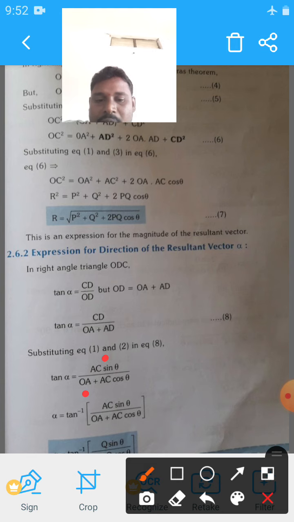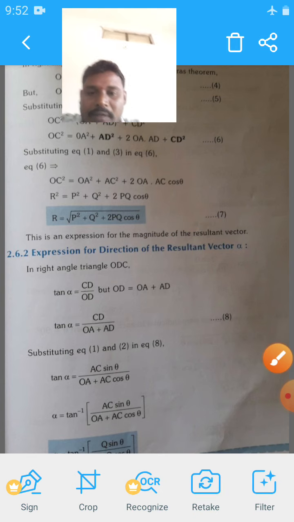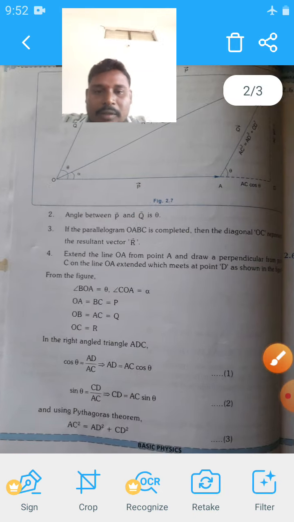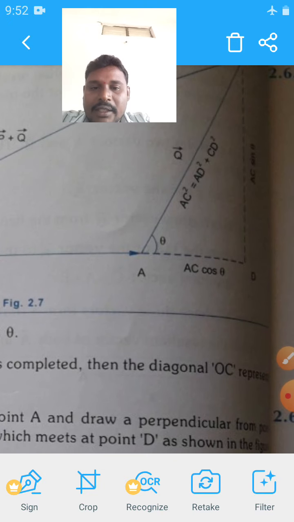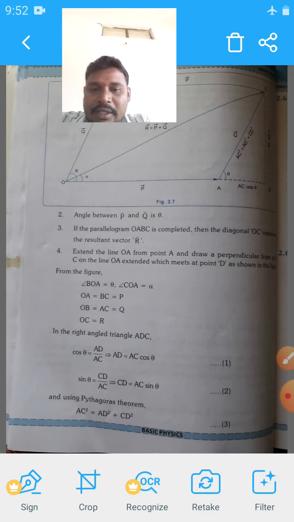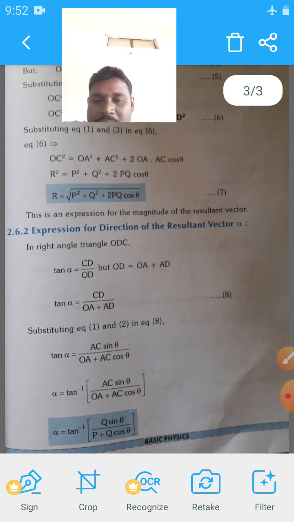In the place of AD, what is in the place of AD? AC cos theta. In the place of AD you have to write AC cos theta.